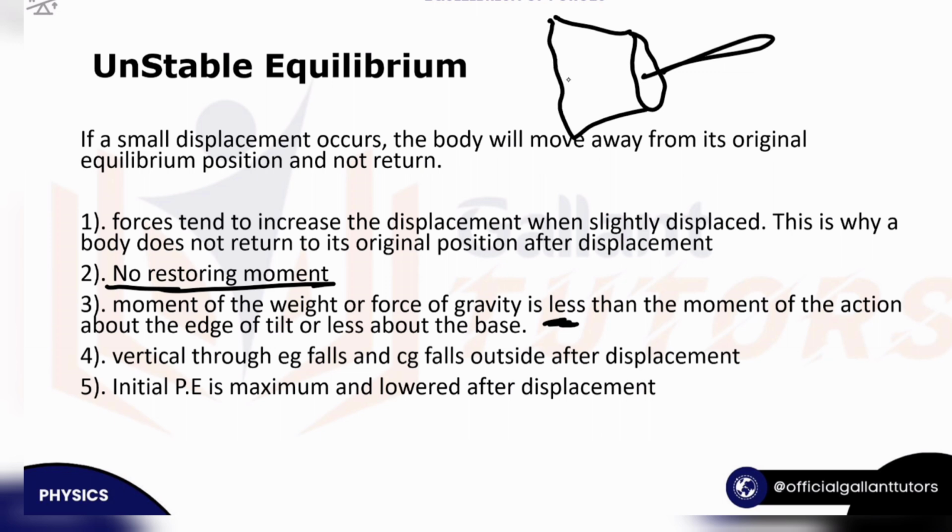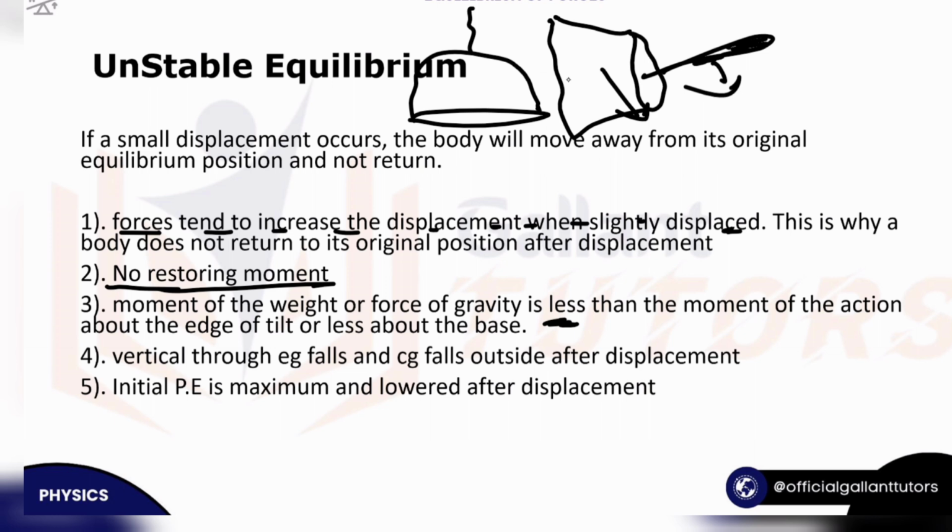If the bed is like this, you don't expect it to return to the normal position of like this. You don't expect something like that, because the force that is supporting this motion, supporting this displacement, is so great. Imagine, it's so great that it now lies in a new orientation. That's why I said here, forces tend to increase displacement when slightly displaced. This is why a body does not return to its original position after displacement. Is that very clear? Okay.